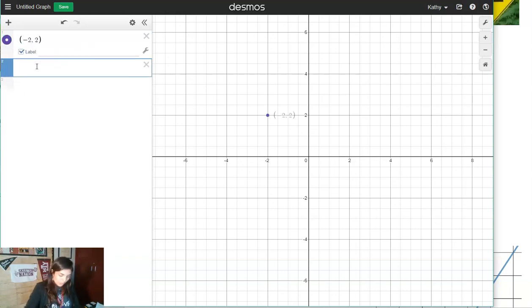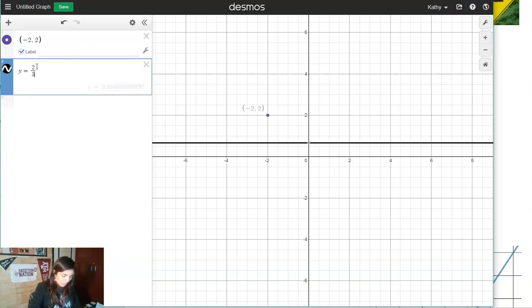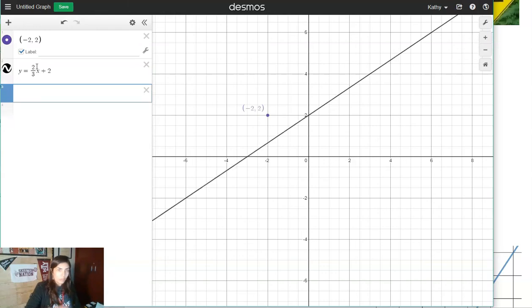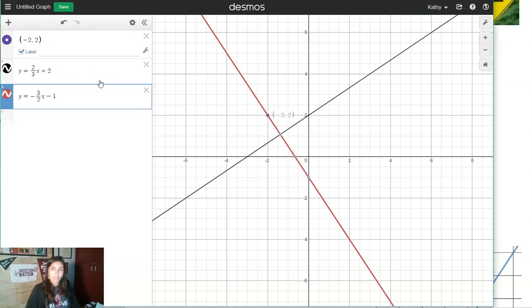And our original line is y equals 2/3 x plus 2. We think that the line y equals negative 3 over 2x minus 1 is going to go through that coordinate point and hit the black line at a right angle. Boom. Looks like a right angle to me. These are perpendicular, and it goes through the coordinate point negative 2, comma 2. Fantastic.